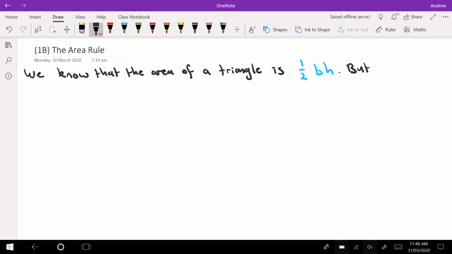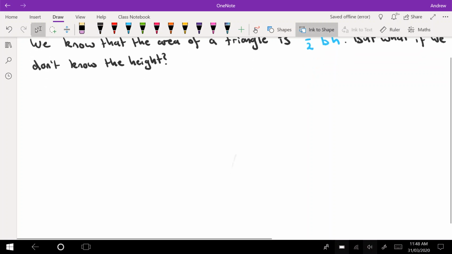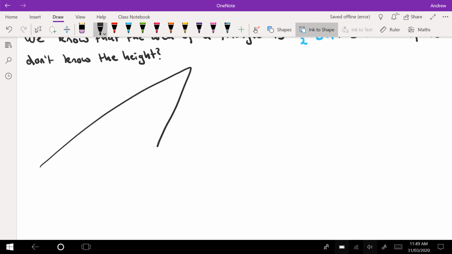But what if we don't know the height? What if we don't know the height of our triangle? Well, that could lead us to a little bit of difficulty if we needed a specific formula of half base times height. But what the area rule does is it actually gives us a little bit of help because we don't actually need the height of the triangle. So I'm going to try and do Inktoshape, and let's see if this works nicely for me because I want it to look a certain way.